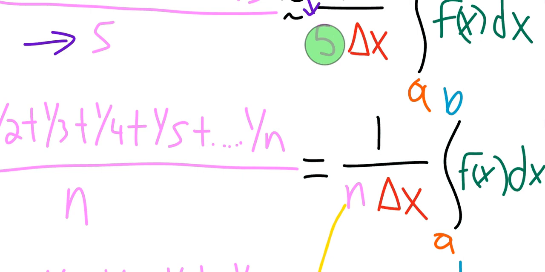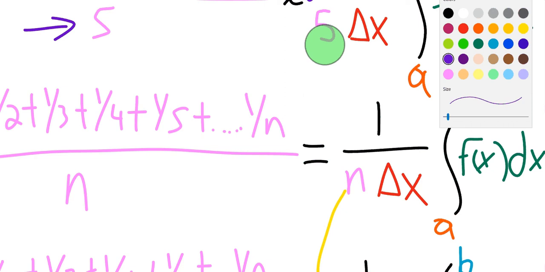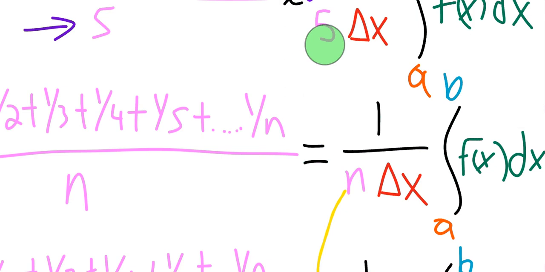So basically, for this step, again, I'm just going to replace 5 with n, since we are talking about infinitely many rectangles, or in this case, infinitely many y values.